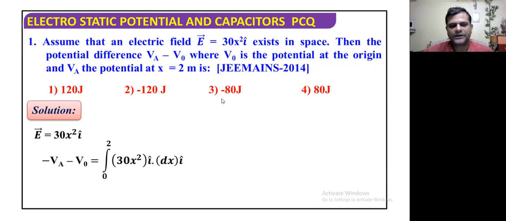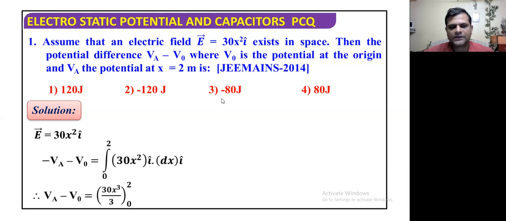Since here there is only the coefficient of i bar, the term will also be only of i bar. So we get 30x square i bar dot dx i bar, so that we can get in the next step VA minus V naught to be equal to, and a minus sign should be there actually, but you can solve it as it is.